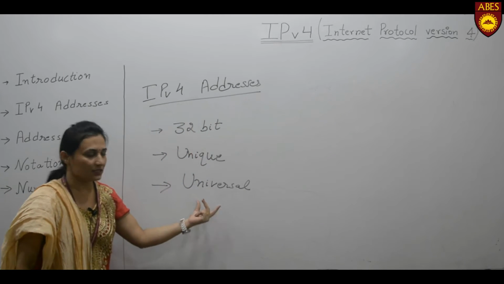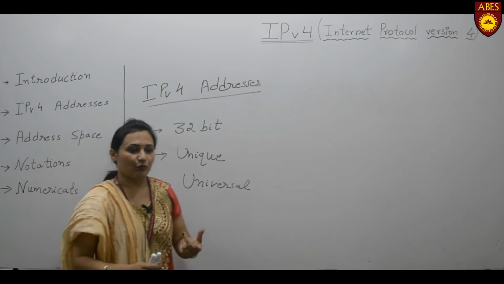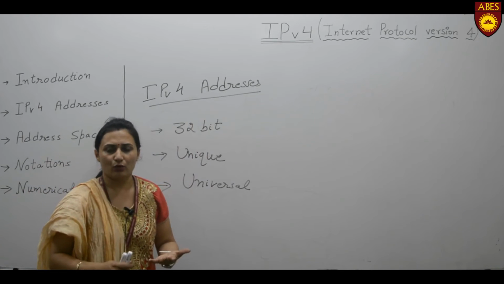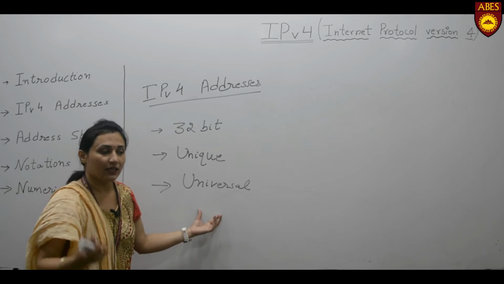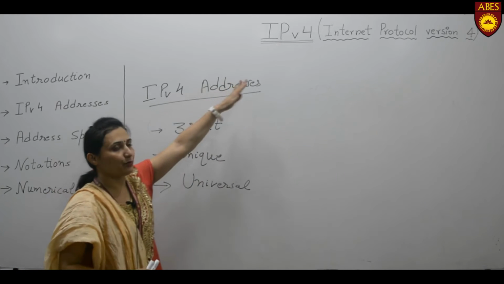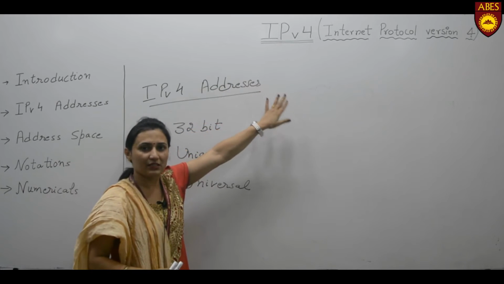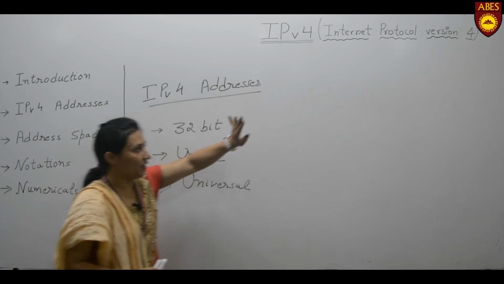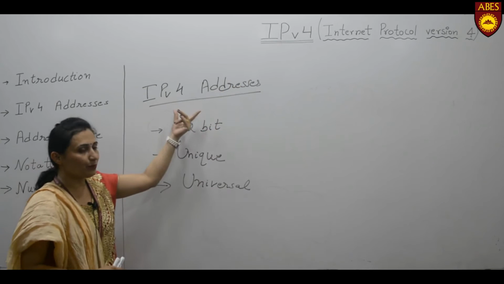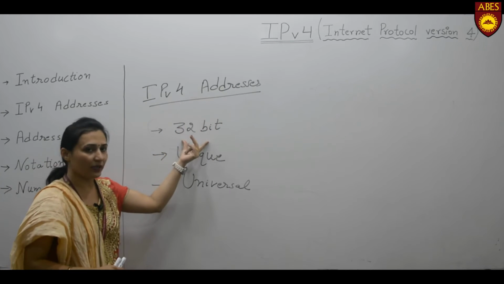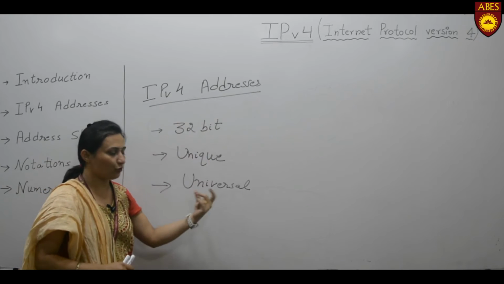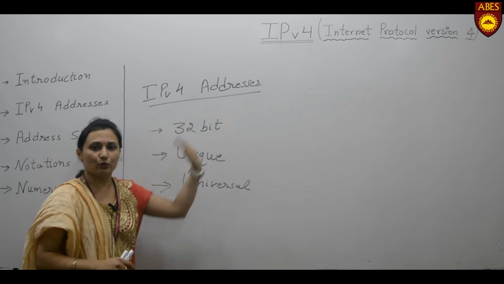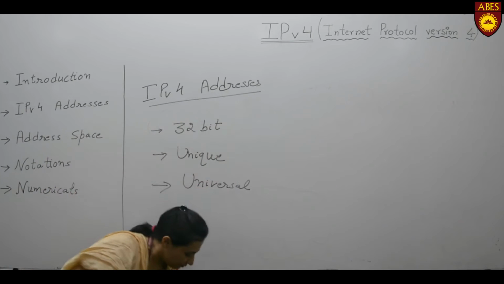Universal addresses means if a particular system wants to connect to the internet, or is using the internet, then it should accept this IPv4 addressing scheme. That means this is a universal addressing scheme. That's why we can say that IPv4 addresses are 32-bit addresses which uniquely and universally define the connection of a computer or a system to the internet.